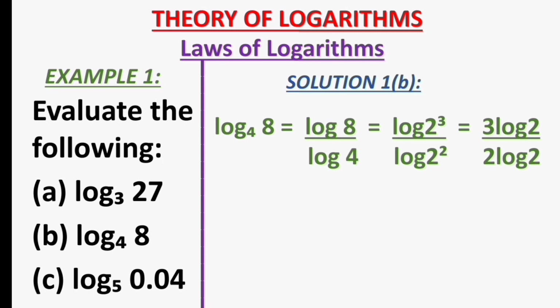Let's see the correct answer. The answer to question 1b is 3 over 2, which is equal to 1.5. I hope you got that right.